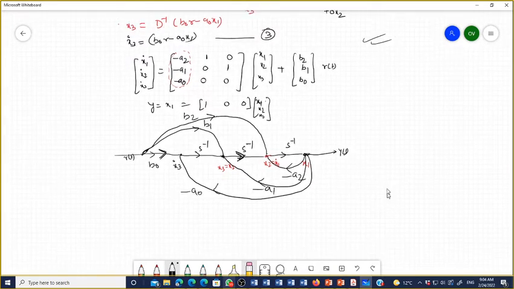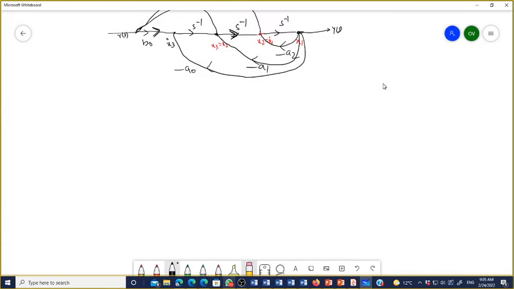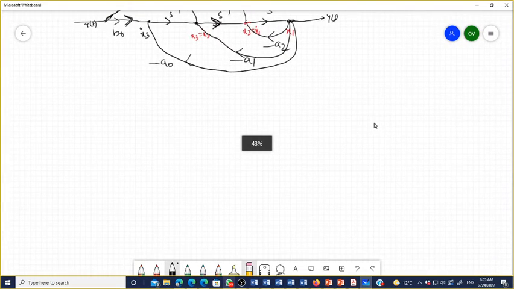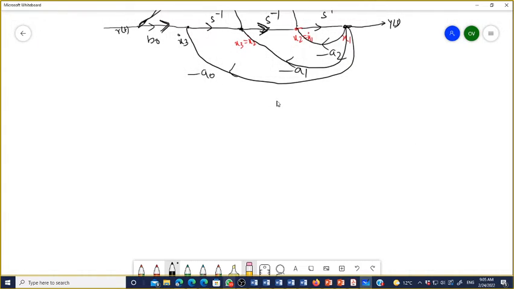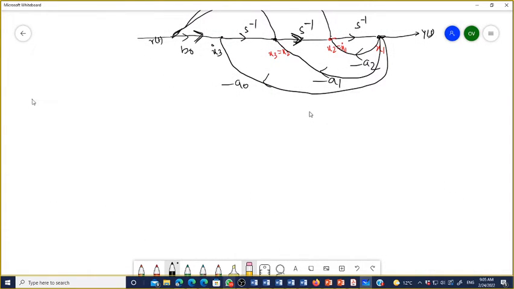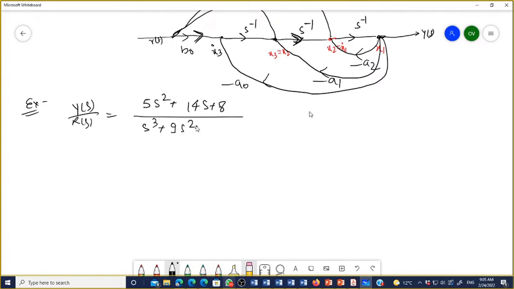So this is simple OCF. Now I am taking one example so that you can understand it better. Let's say we have Y(s) upon R(s) equals 5s² + 14s + 8 divided by s³ + 9s² + 23s + 15. The question is to convert or represent the transfer function in the OCF, the observable canonical form.